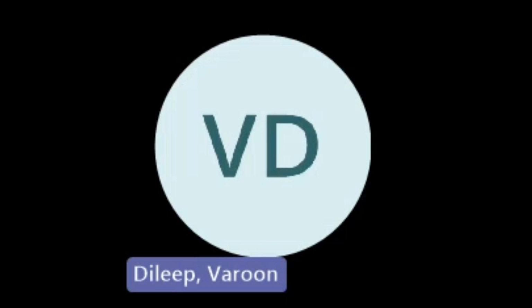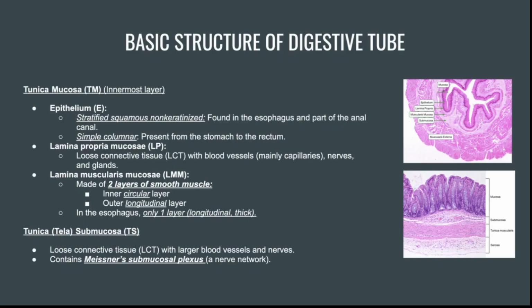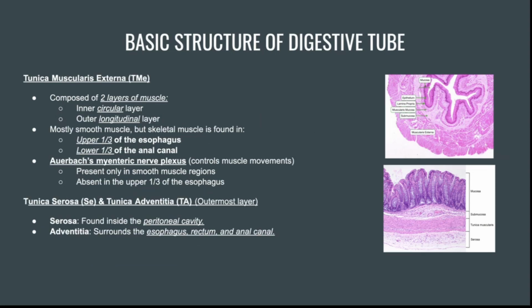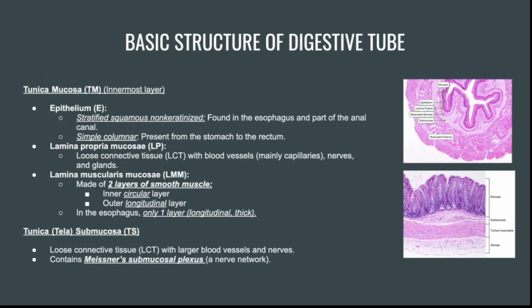So, just a basic introduction to the structure of the digestive tube. The basic structure of the digestive tube is that it is made up of four layers. We have tunica mucosa, tunica submucosa, then tunica muscularis externa, and then the tunica serosa. Now, this is just the basic structure, which means that these layers are present in all the structures of the digestive tube.